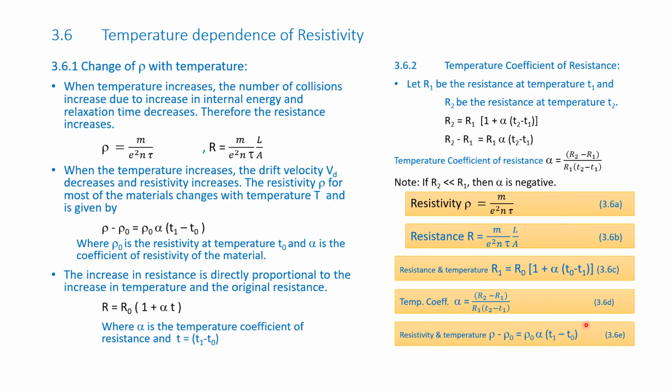There is yet another relationship between resistivity and temperature. Here we studied the relationship between resistance and the change in temperature. Here, resistivity and temperature: we simply substitute rho minus rho naught is equal to rho naught into alpha into T1 minus T naught. This is equation 3.6e.